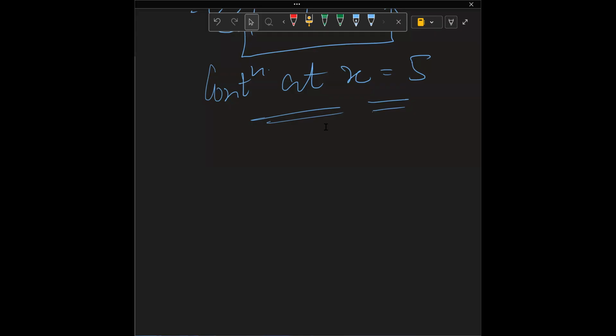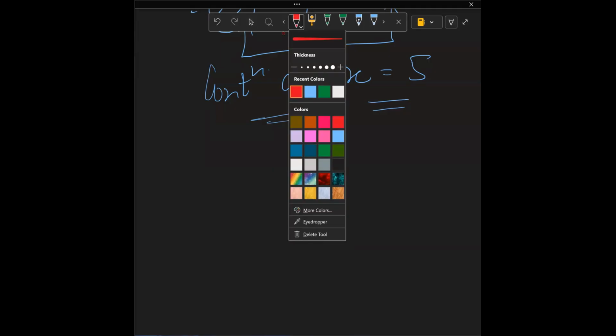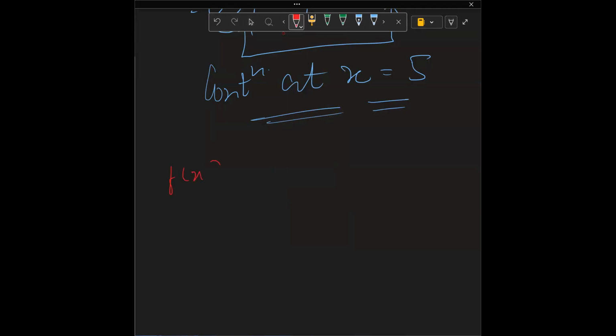Solve question number three, part B. f(x) is equal to 1 upon x minus 5, and note that x is not equal to 5. You have to check the continuity at x equals 5.